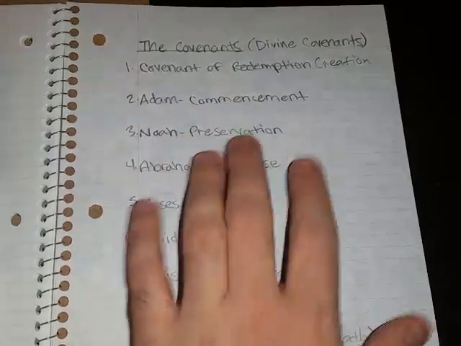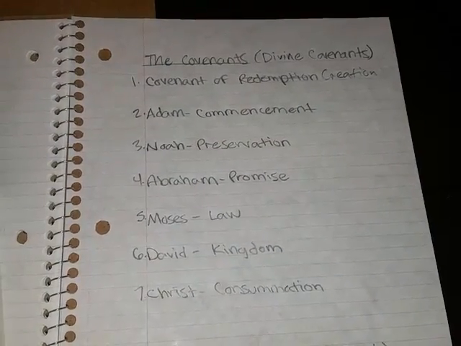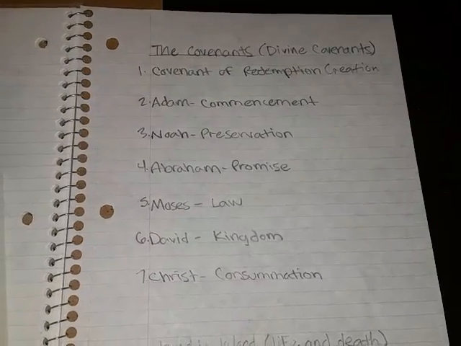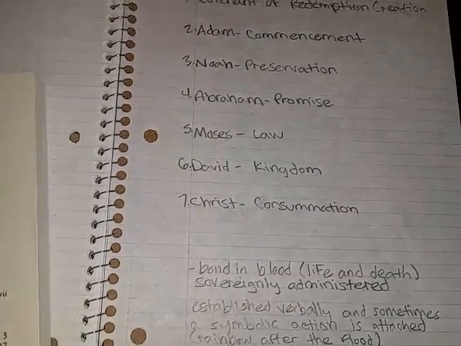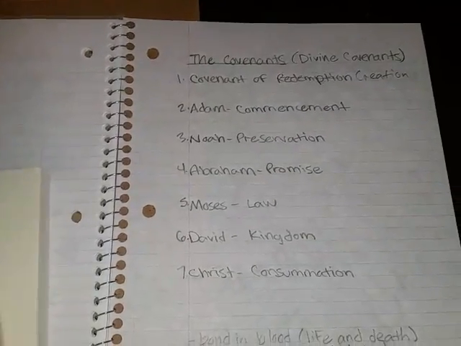The second one's the Covenant with Adam, commencement. 3 is with Noah, preservation. 4 is with Abraham, promise. 5 is with Moses, law. 6 is with David, kingdom. 7 is with Christ, consummation. And I think these are all the divine covenants. That means that these are covenants that God made with man. And so he goes on to explain what a covenant is, and there are different interpretations for that.